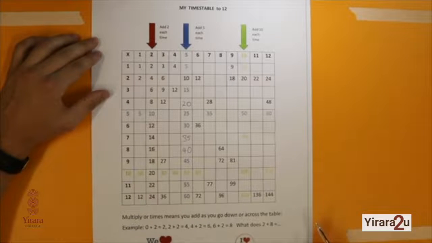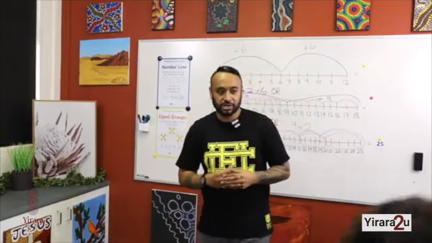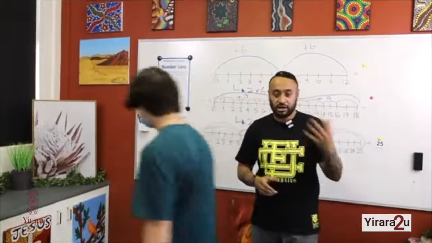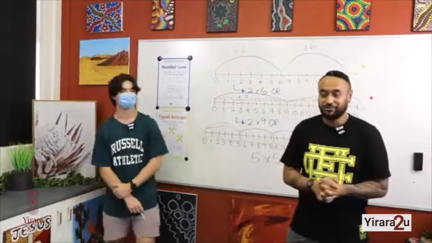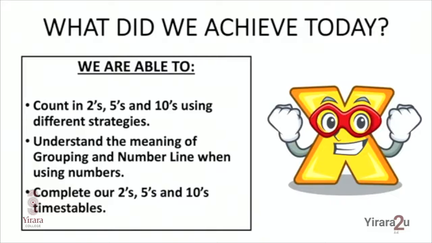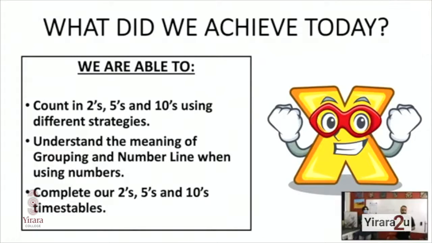All right, so that brings us to the end of our math lesson for today. So what did we achieve today? As we have a look at the final slide of our PowerPoint, what did we learn today? We are now able to count in 2s, 5s and 10s using different strategies. We're also able to understand the meaning of grouping and the number line strategies using our numbers, and we're able to complete our 2s, our 5s and our 10s times tables on the task we introduced today.